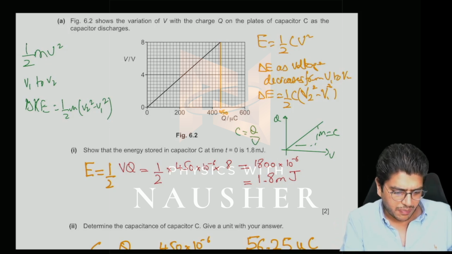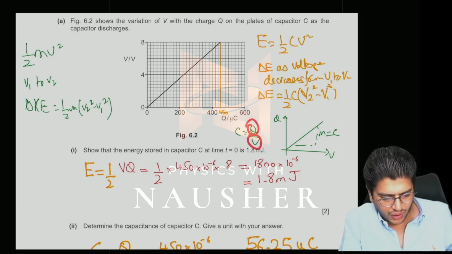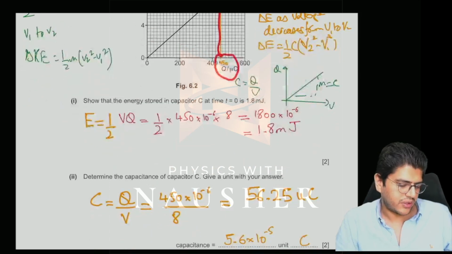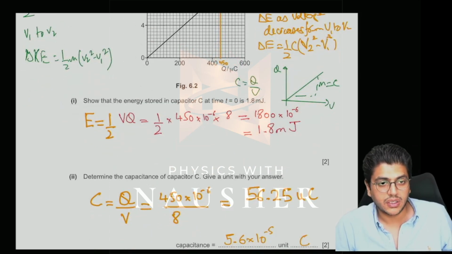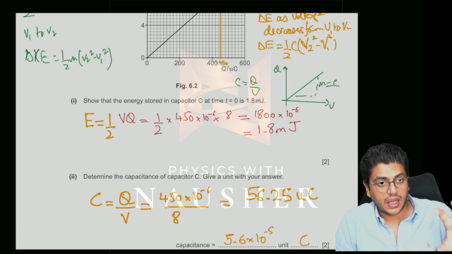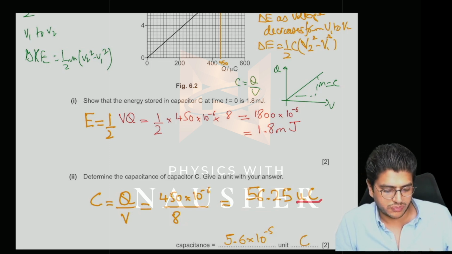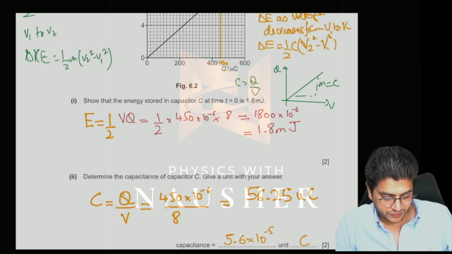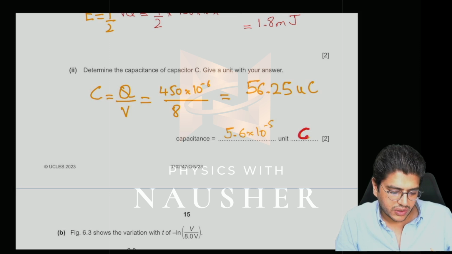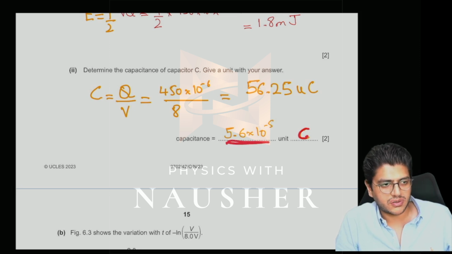But you can simply do it this way. Capacitance is what? Capacitance is charge over voltage. You have the charge, which is 450 micro, and you have the voltage, which is 8. So just do that. Why do you need to apply the formula for gradient? So 450 × 10⁻⁶ divided by 8, you get 56.25, and you have to give the unit microcoulombs. Micro. Remember that. And over here, the unit is coulombs, and the value is 5.6 × 10⁻⁵.